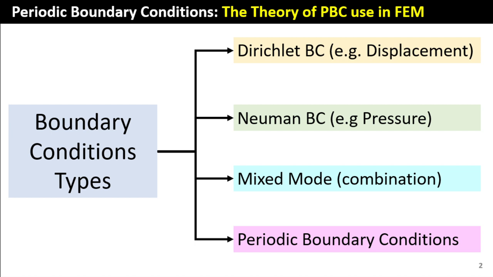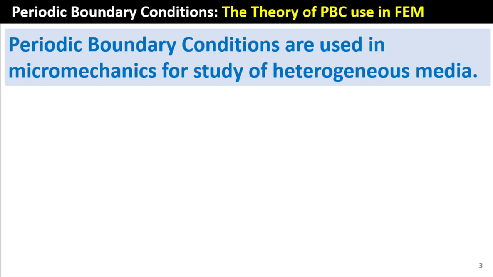Periodic boundary conditions tend to be generally used in areas around micromechanics, which is the study of the micro scale mechanical behavior of systems. At the micro scale, you begin to see the differences between components in the microstructure, as against the macro scale where things are homogenized. At this micro scale, heterogeneous media is really important. It's about how the components are distributed in a heterogeneous manner, and so periodic boundary conditions tend to be very useful in that area.